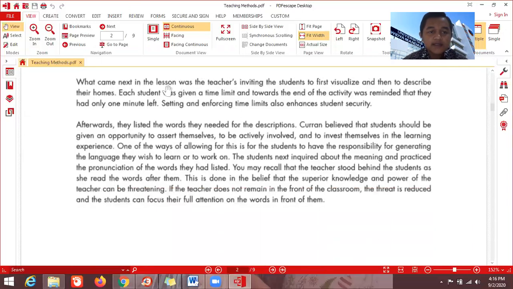So what came next in the lesson was the teacher inviting the students to first visualize and then to describe their homes. So I want to emphasize 2 things here. First off is the attempt to visualize, and the second one is the topic chosen, which is home. Okay, the students' homes.